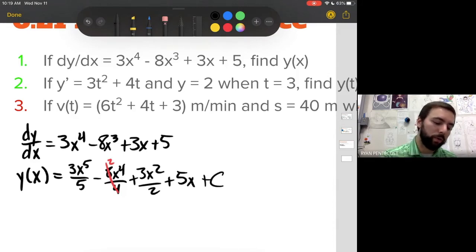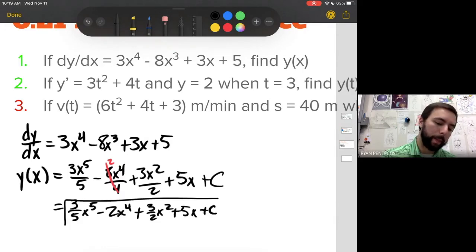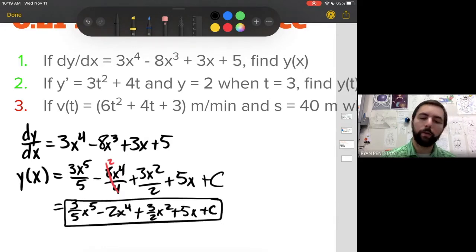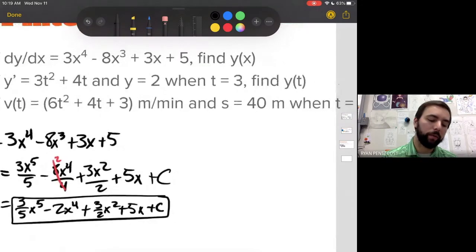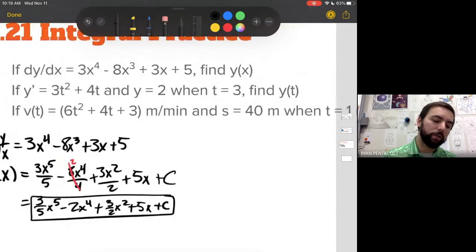So if we were to rewrite this simplified, you could say that is 3/5 x to the 5th minus 2x to the 4th plus 3/2 x squared plus 5x plus c. There you go. Okay. So that's how you can do the anti-power rule with that one. Next, let's do number 2.